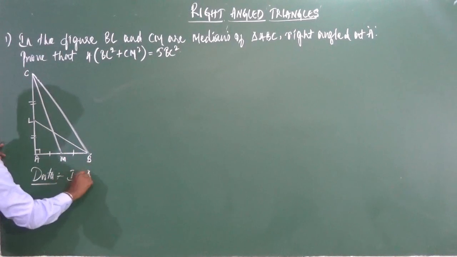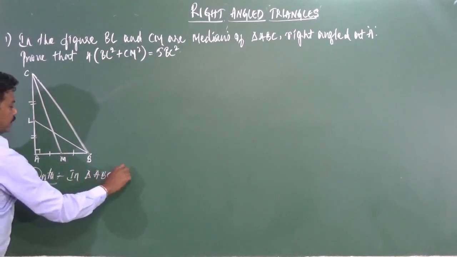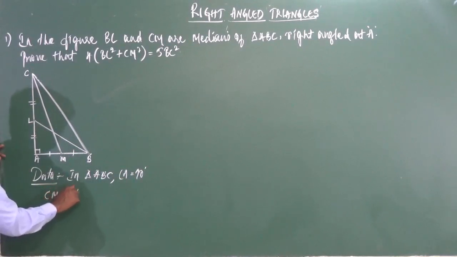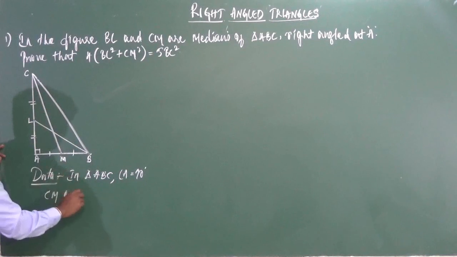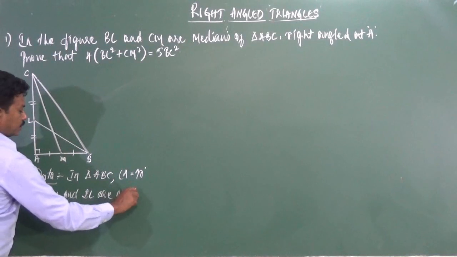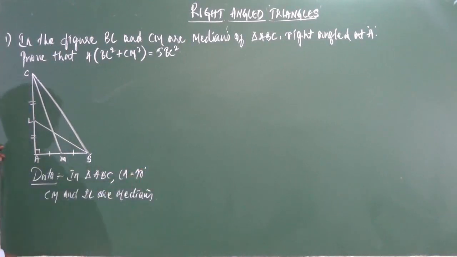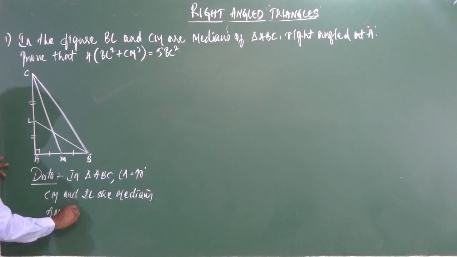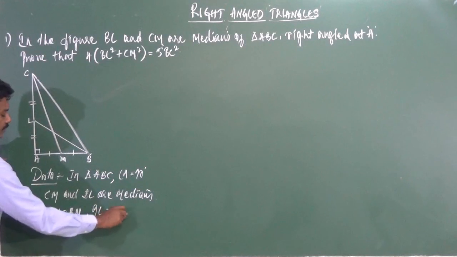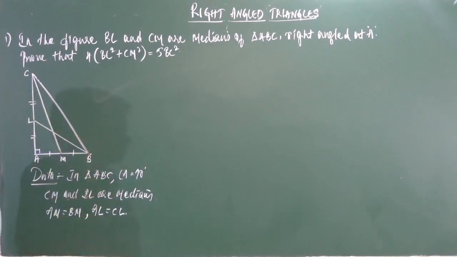So in triangle ABC, angle A is equal to 90 degrees. CM and BL are medians. Okay, nice, right? So along with that we can also write AM is equal to BM, and hence AL is equal to CL. Okay, this is required for the proof what we give in certain steps.